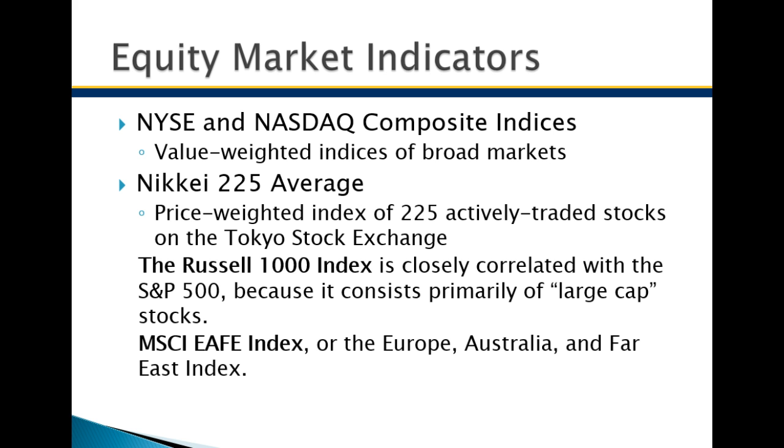Another popular one is the Nikkei 225 average, and this is another price-weighted index, sort of like the Dow of Japan. The Russell 1000 is like the S&P 500, but instead of having 500 stocks, it has 1,000 stocks. So 1,000 large-cap stocks. The Russell 1000 is considered an even broader measure than the S&P 500.